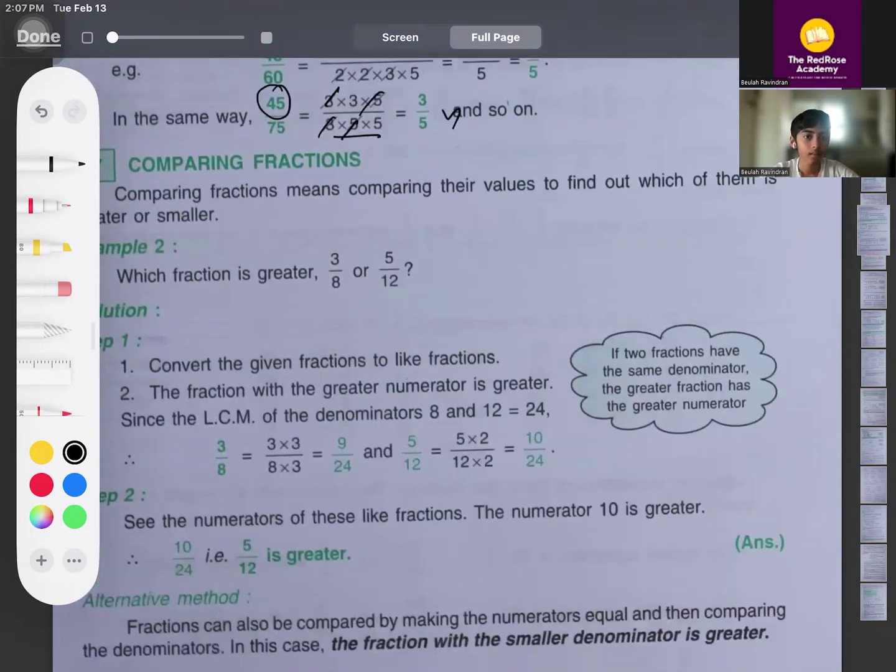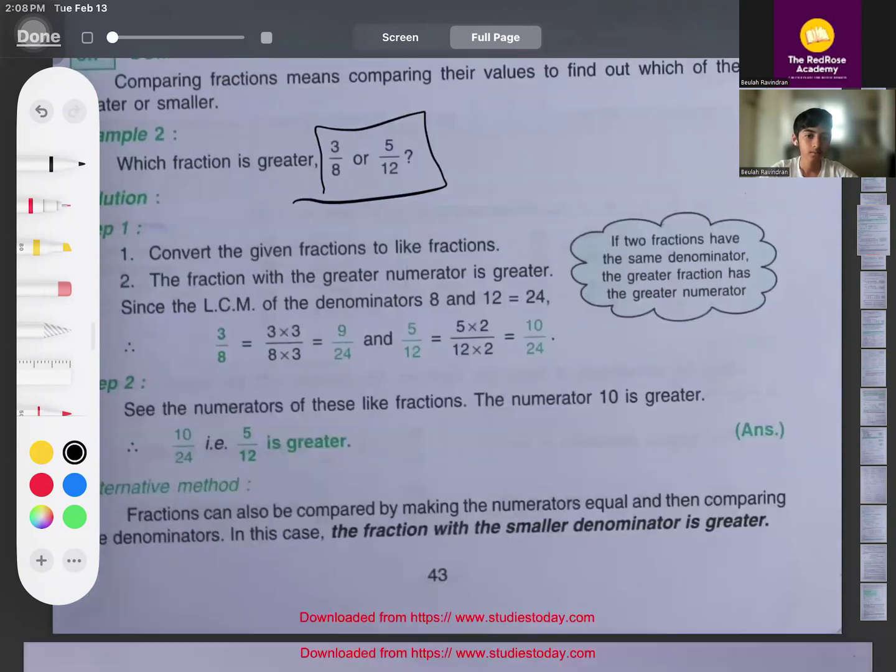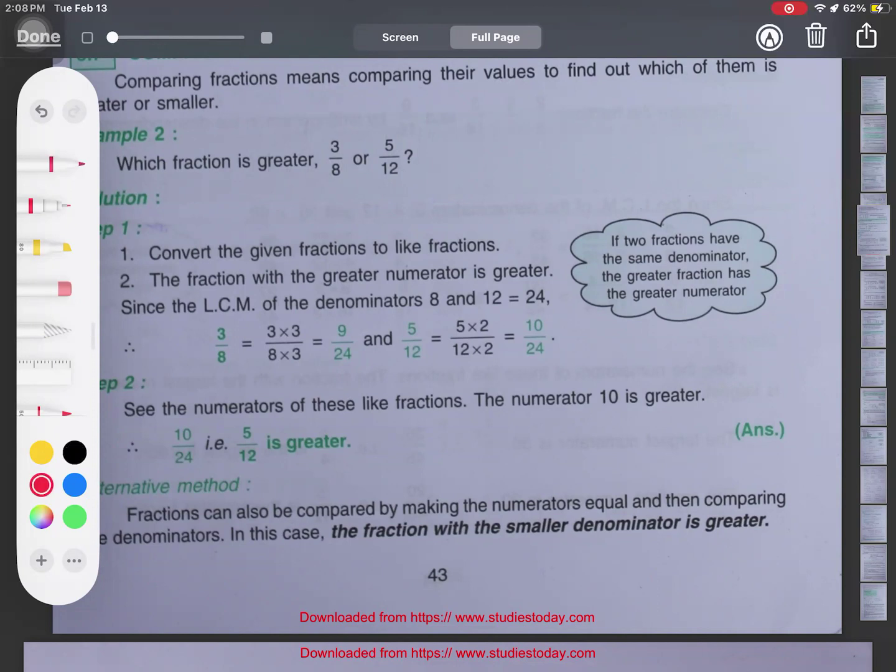You can compare fractions. For comparing fractions, if it is an unlike fraction, you need to convert it into a like fraction by taking the LCM. Is it clear? Like this, you need to convert 8 into 12. How does 8 become 12? Take an LCM. First see whether it is a like fraction or an unlike fraction.